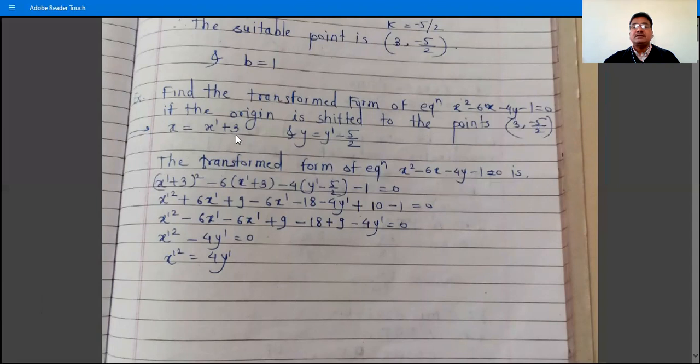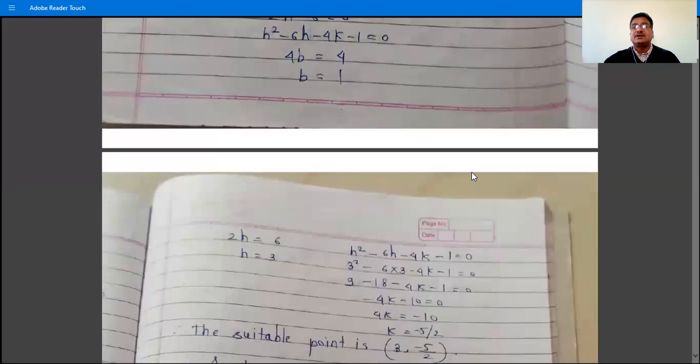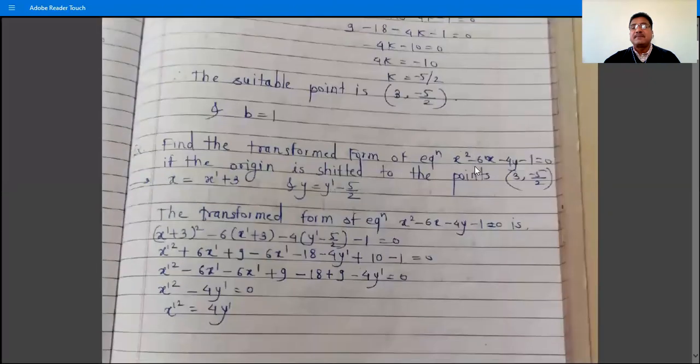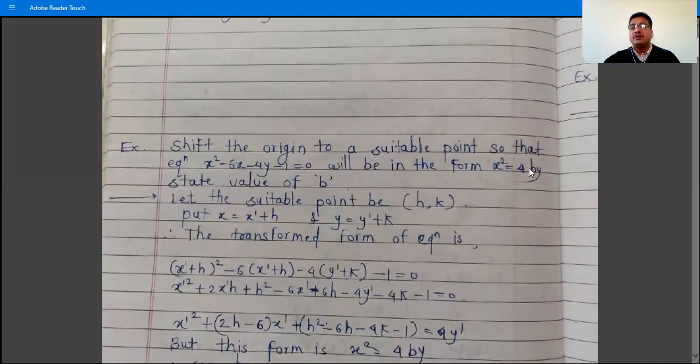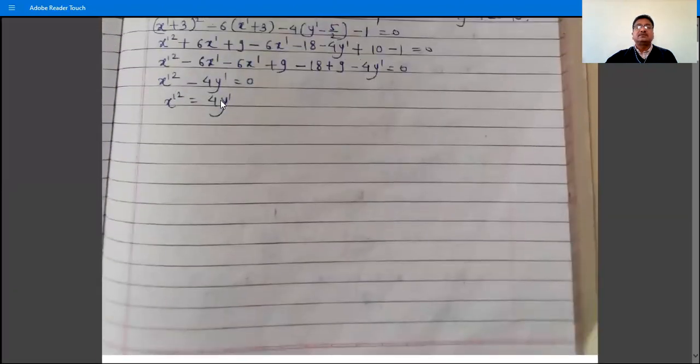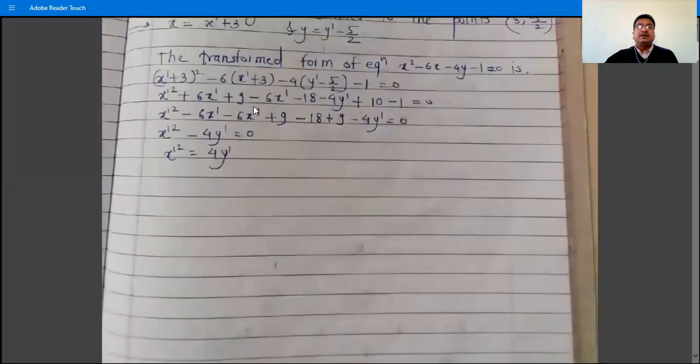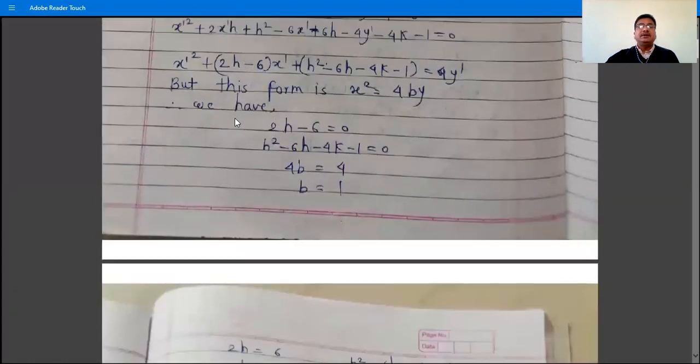Substitute x as x dash plus 3, y as y dash plus k, where k is minus 5 by 2. So y is equal to y dash minus 5 by 2. So what do we have? The transformed form of this equation is this, and after simplification we have the answer x dash square is equal to 4y dash. We have this answer, x square is equal to 4by, where b is 1. That is, we have the answer x dash square is equal to 4y dash. So this is about translation, that is, the shifting of origin.